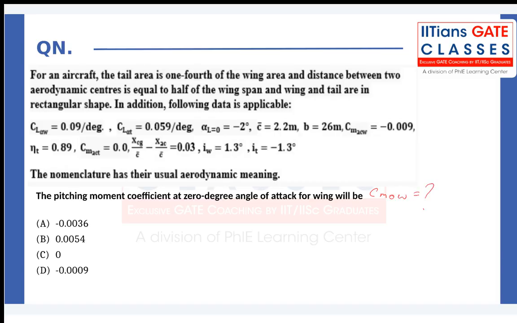Now do refer to your notes, or if you remember the equation, try and find out Cm naught W. It's a direct substitution of the values in the equation. Let's try doing it.